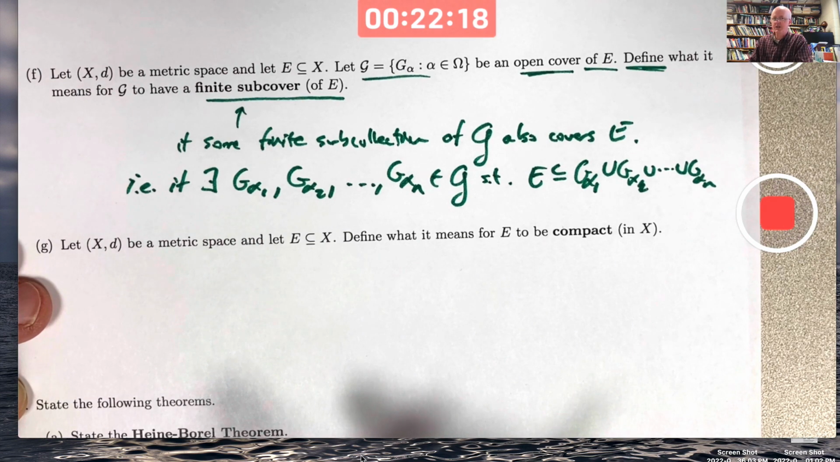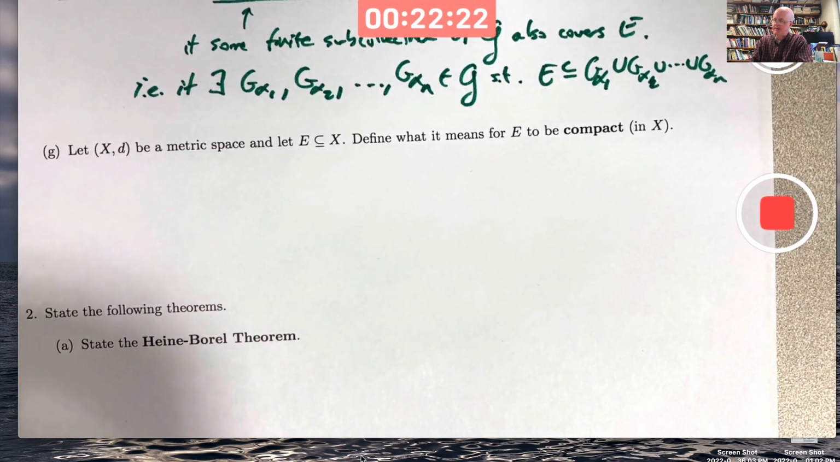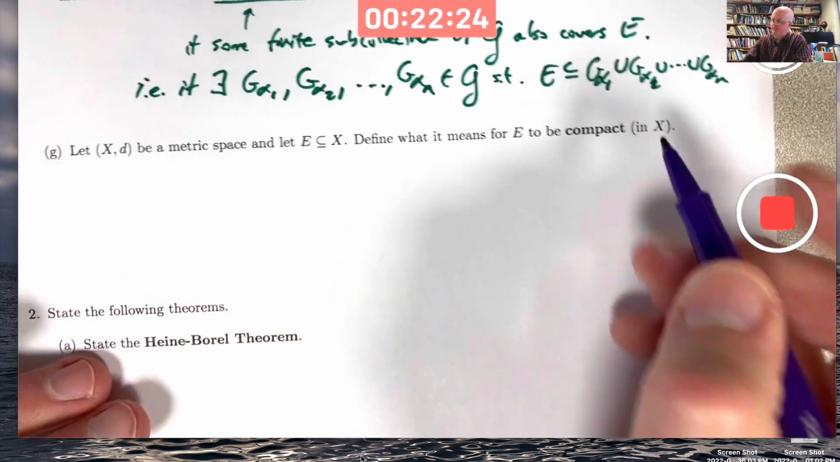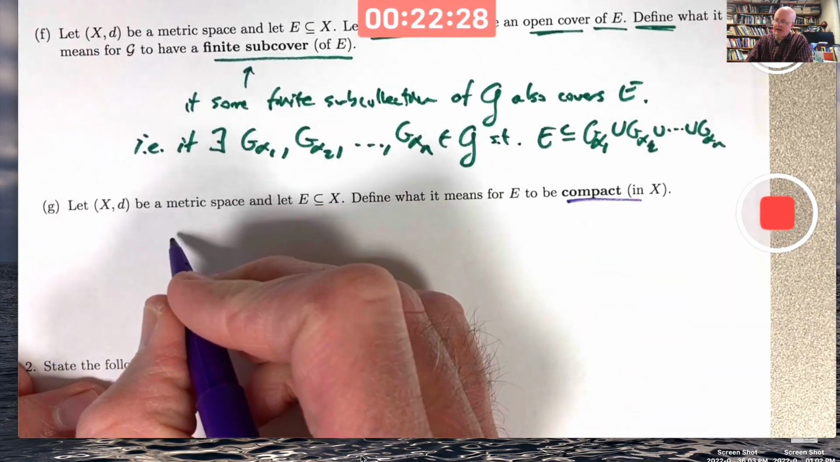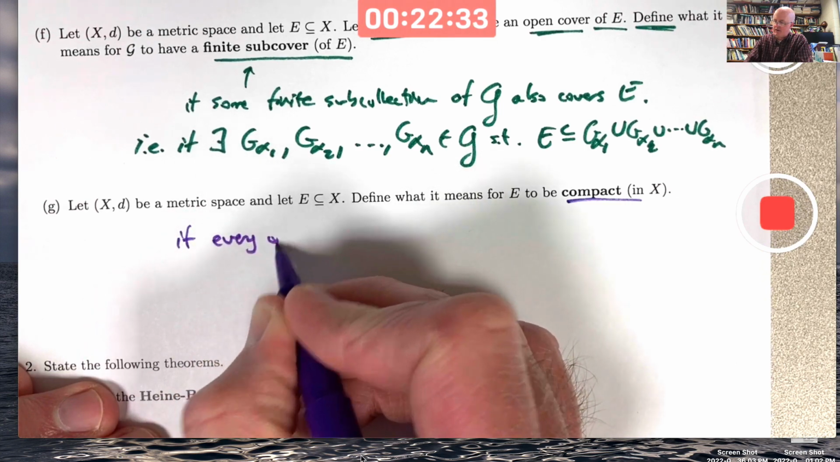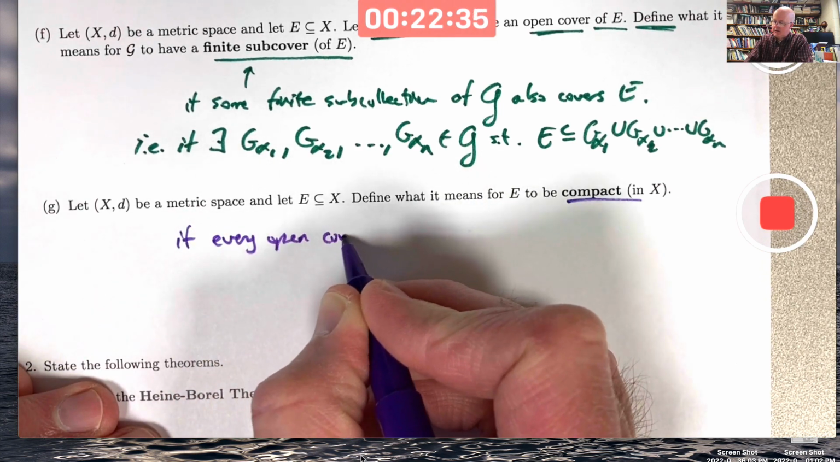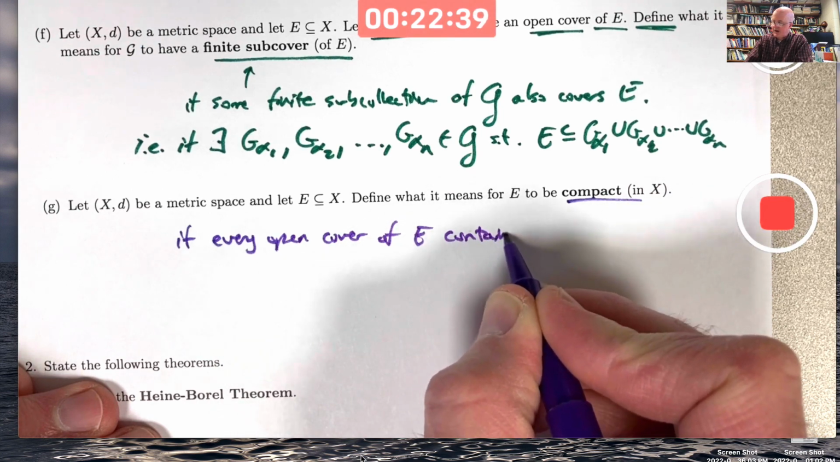Kind of weird definitions leading up to this definition of what it means for a set E to be compact in a metric space. E is compact if every open cover of E contains a finite subcover.